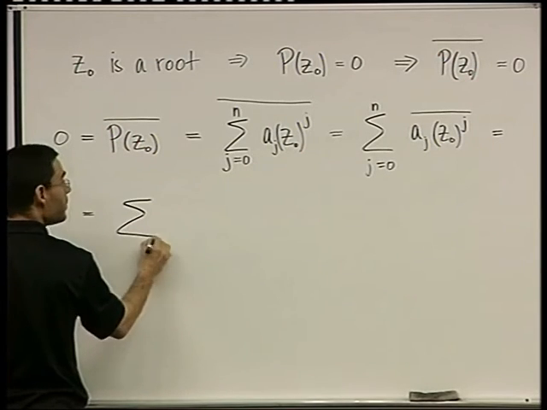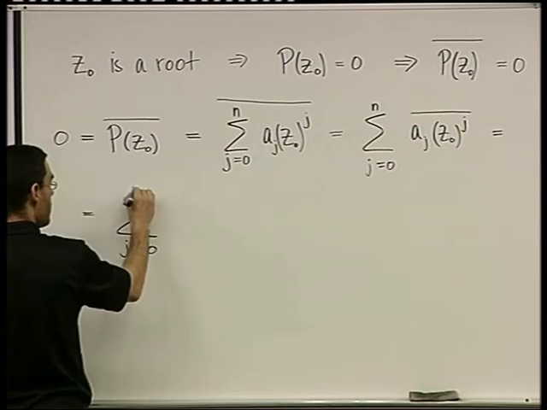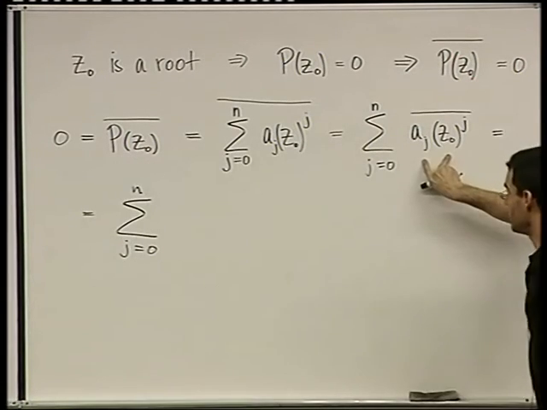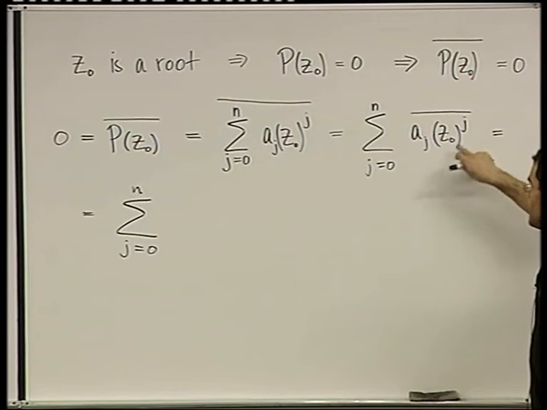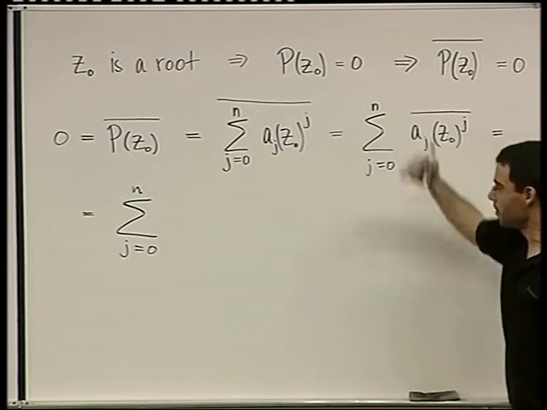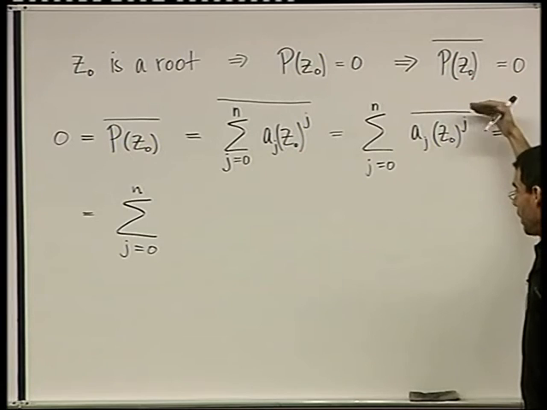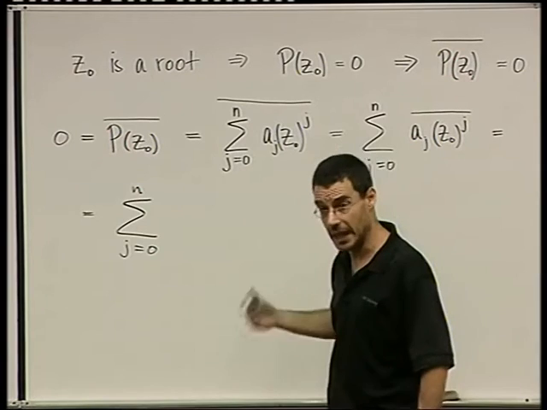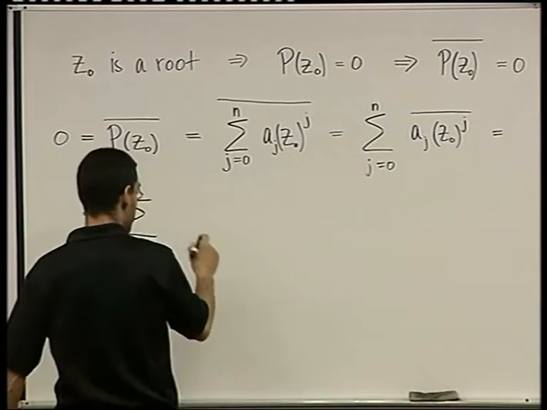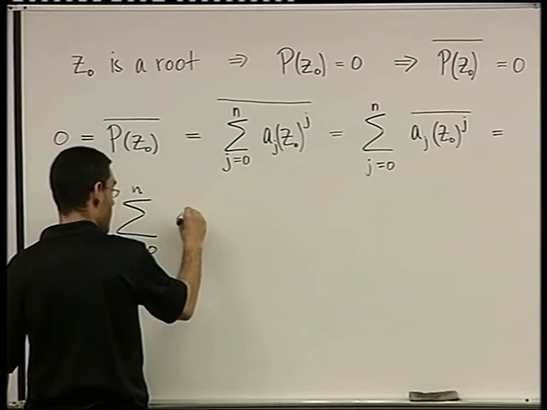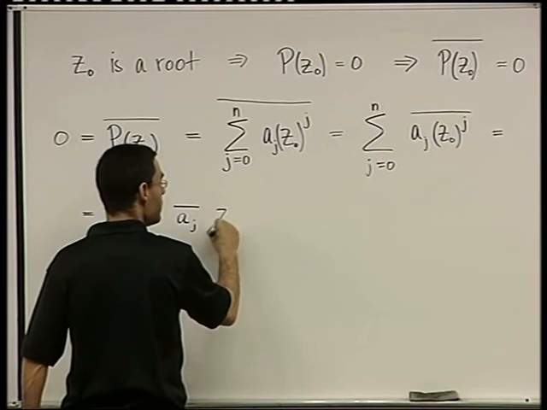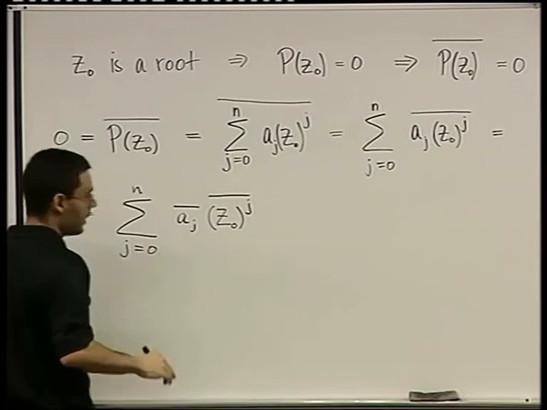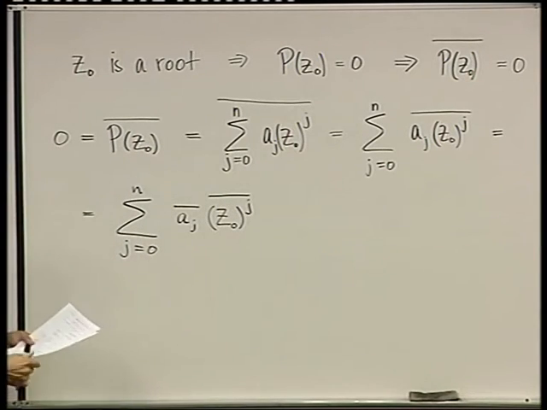Now I'm going to treat each of these little guys separately. So the sigma outside remains the same, j equals 0 to n. And now we have a product here: a_j times z0 to the power j, everything bar. The bar, the complex conjugate of a product, is the product of the complex conjugates. Again, this was one of the properties of the complex conjugate. So I can write a_j bar times z0 to the power j bar. Bar on this times bar on this.